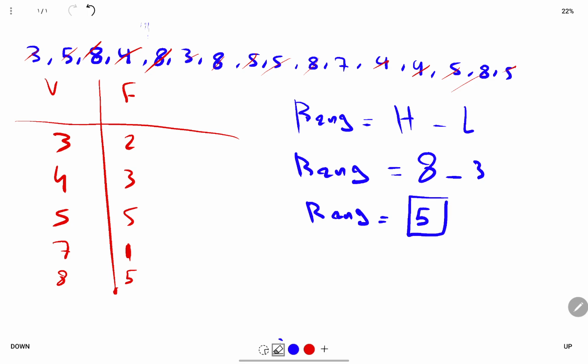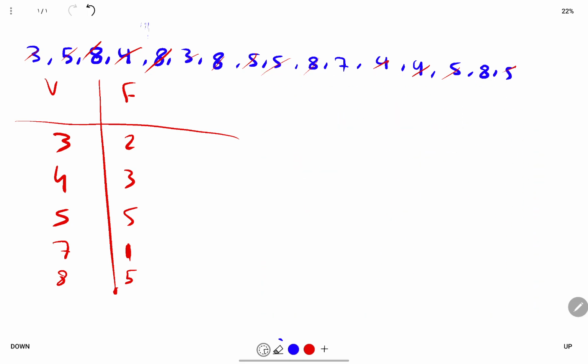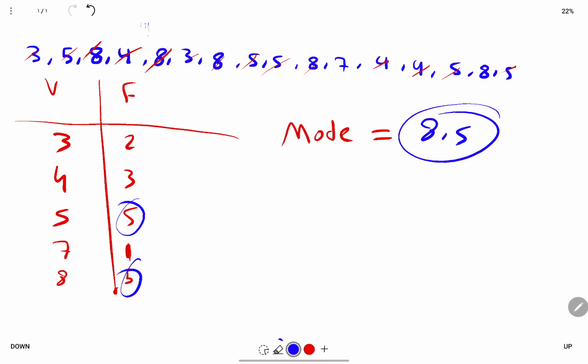Now, next one, we have the mode. The mode is basically the number in the dataset with the highest frequency. So we have two modes because here we have 5 and here we have 5, also 5. So the mode is 8 and 5. We have two modes. Now what about if we add here 5?